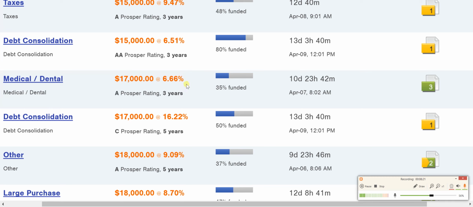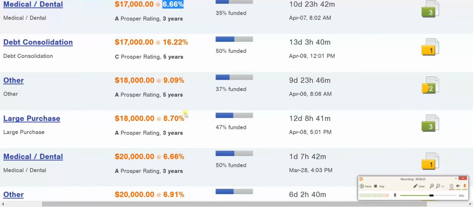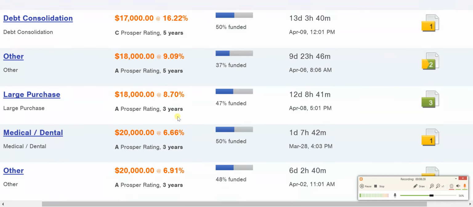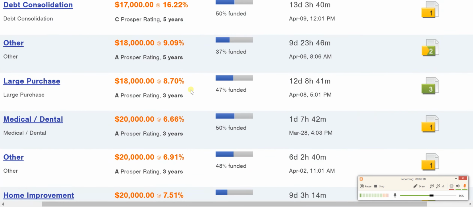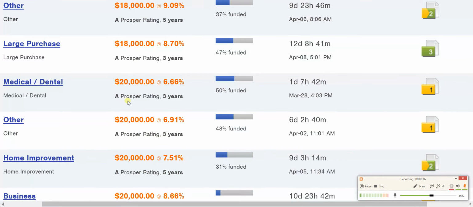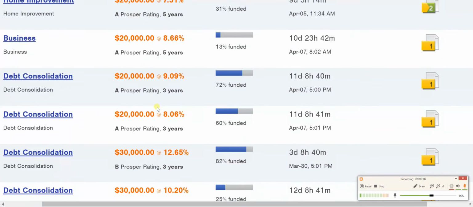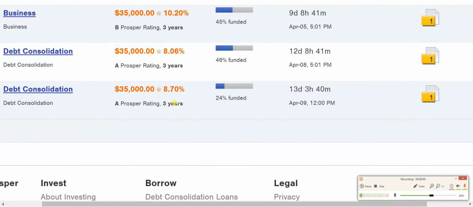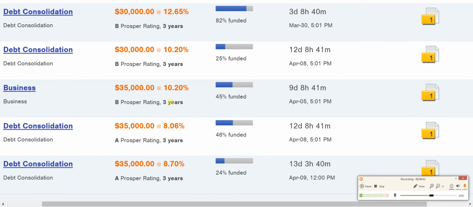We got this, but the interest rate is too low, so I'm going to ignore this one. If you're going to risk $25, you want to make sure that you're risking it for a worthwhile investment. Okay, this one is 18,000, another large purchase. I'm going to skip that one, and it looks like I'm not going to find anything. So, is that the end of the world? No, not really. Should I just invest in something because I got $25 sitting around?